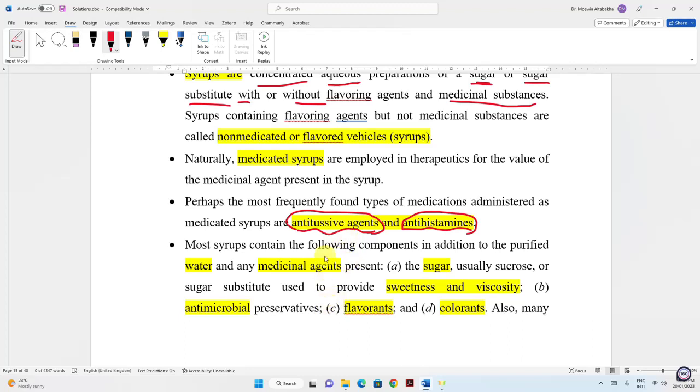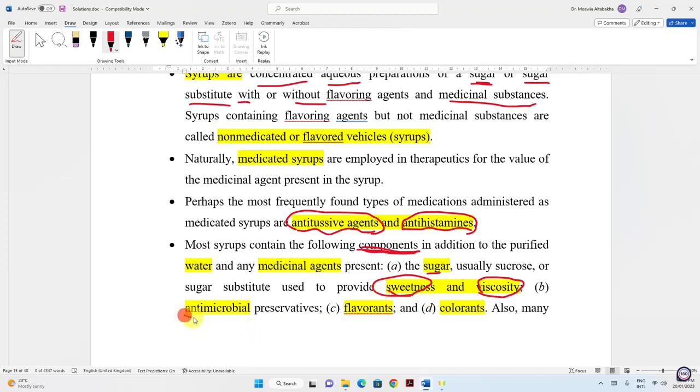طيب, so what are the components of medicated syrups? شو عادة بيكون بيحتوي الميديكيتد syrup? Usually it has sugar or sugar substitute, and this provide two things. One, the sweetness, which is important. Another criterion اللي هو viscosity. That's why syrup has high viscosity.